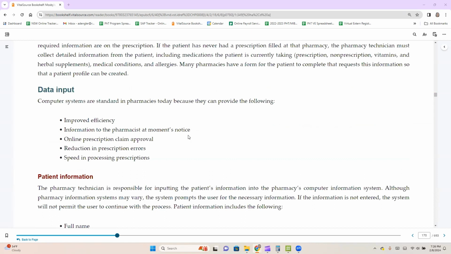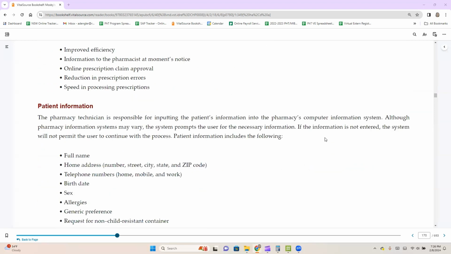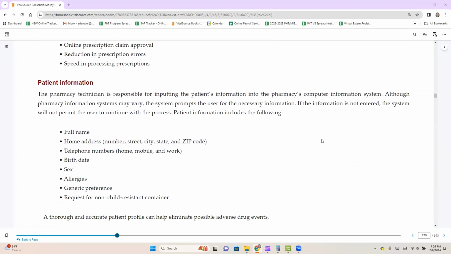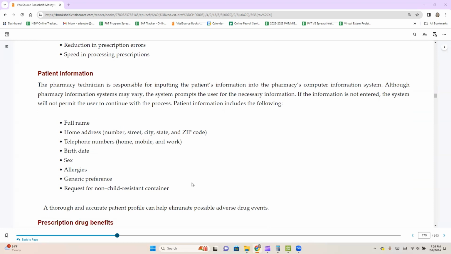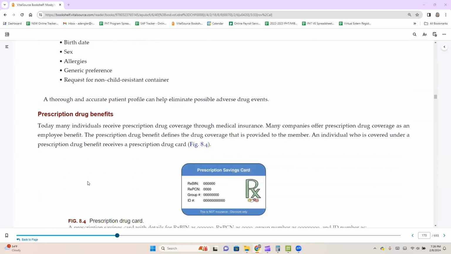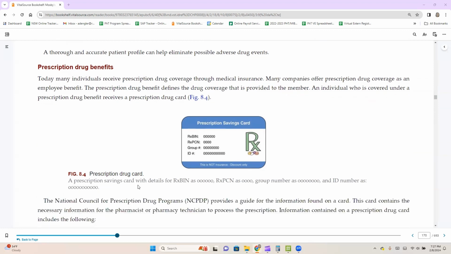Computer systems are standard in pharmacies today because they can provide the following: improved efficiency, information to the pharmacist at a moment's notice, online prescription claim approval, reduction in prescription errors, and speed in processing prescriptions. The pharmacy technician is responsible for inputting the patient's information into the pharmacy's computer system. So these are the items that we will need: full name, home address, telephone numbers, birth date, sex, allergies, generic preference, and request for non-child resistant containers.